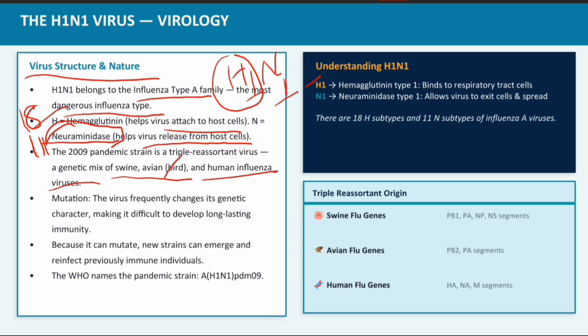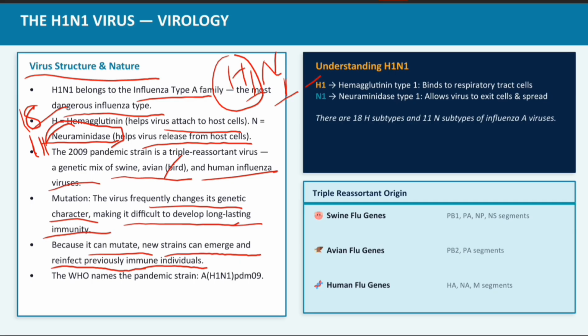Mutation, what does mutation mean? This virus mutates frequently. That means it keeps changing its genetic structure, which makes it difficult to build permanent immunity. It makes genetic characters keep on changing, so it is very difficult to get long lasting immunity. Because it can mutate, new strains can emerge and reinfect previously immune individuals.